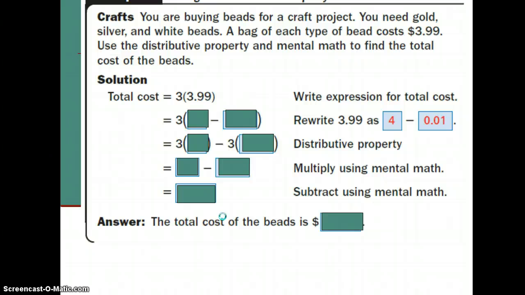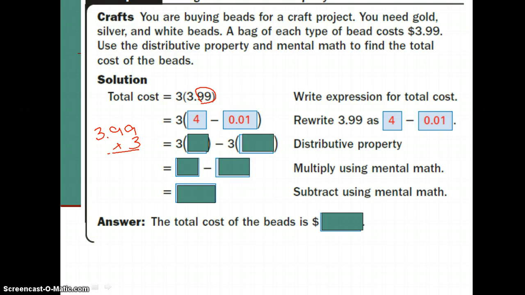Example 2. You are buying beads for a craft project. You need gold, silver, and white beads. A bag of each type of bead costs $3.99. Use the distributive property and mental math to find the total cost of the beads. Well, you're right. We could do this the long way and multiply $3.99 times 3. However, you know the $3.99 is $4 minus a penny.